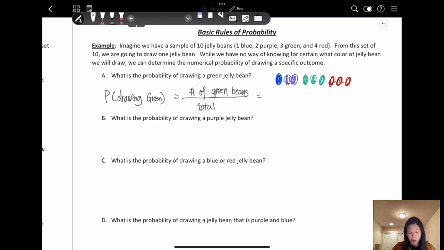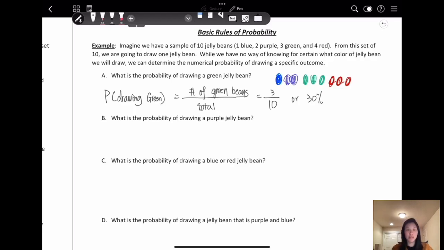The number of green jelly beans, we have 3. The total number of jelly beans, we have 10. So that gives you 3 out of 10, or you can write it as 30%. So that means there's a 30% likelihood that you will draw a green jelly bean.